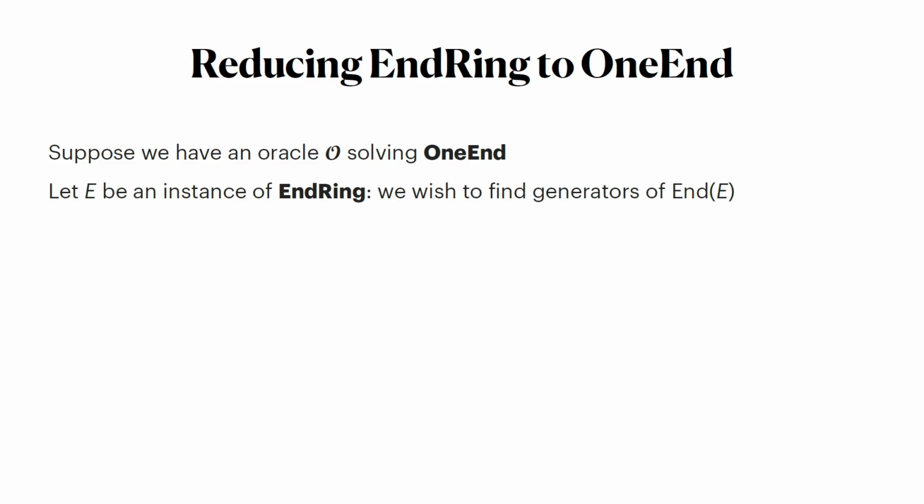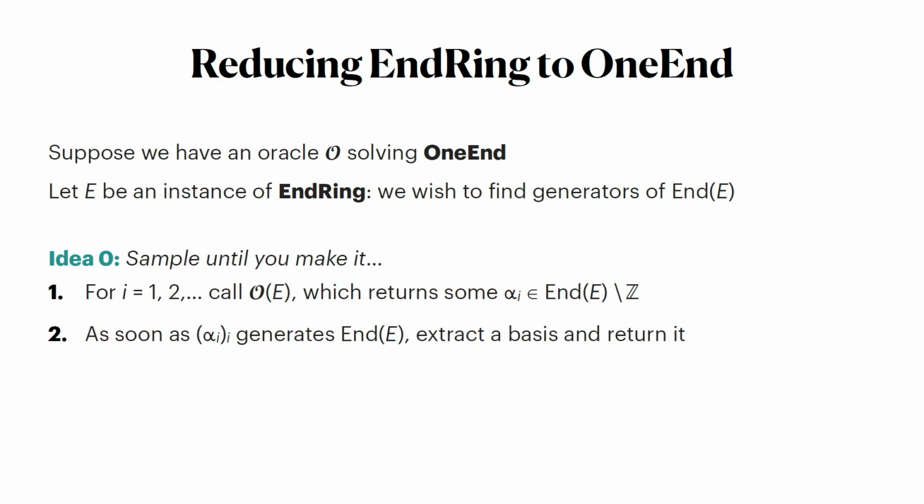Suppose you have an oracle for one end. An oracle, if you feed it an elliptic curve, it's going to spit out an endomorphism. And you're given a curve E, and now your job is to find all of the endomorphisms of E, or a basis of its endomorphism ring. The first idea, in fact, it's not really even an idea, it's idea zero. It's the trivial thing you may think about.